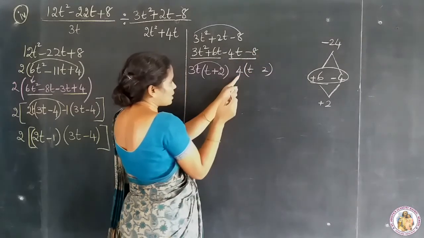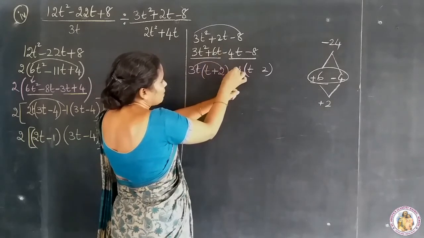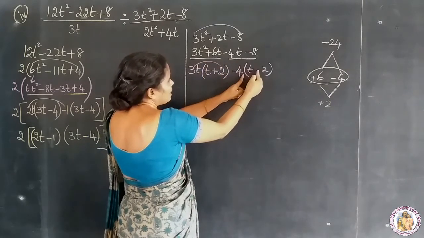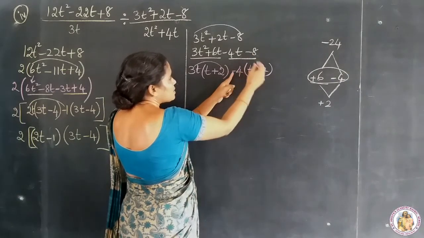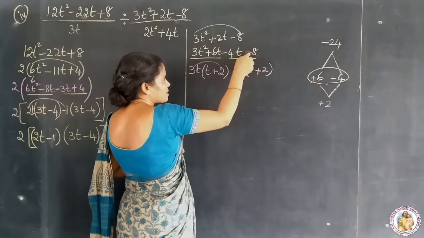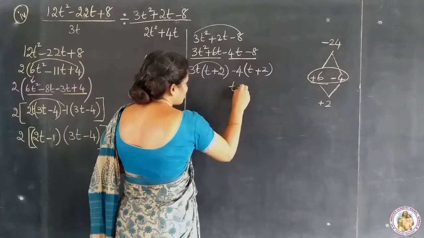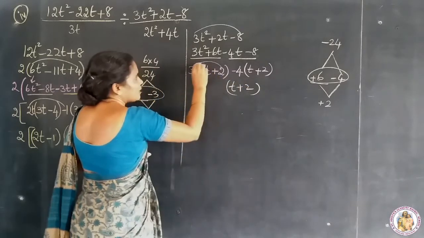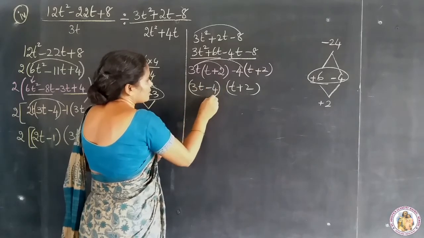And again you have to check with the symbols. Here it is minus 4t. Give minus and minus. If you put minus into minus, it will become plus. So give plus. So minus into plus is minus. So t plus 2 is common. So write t plus 2 as one factor and 3t minus 4 as another factor.